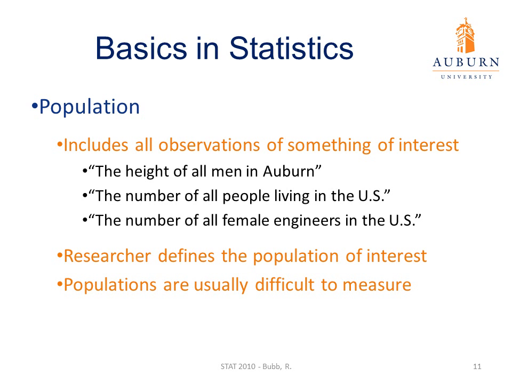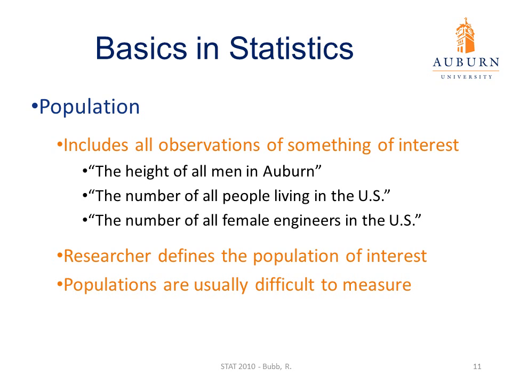Some examples of populations include the height of all men in Auburn, the number of all people living in the U.S., and the number of all female engineers in the U.S. Note here that the population changes depending on whatever the researcher is interested in measuring. So the researcher defines the population of interest, and the population can always be changing.